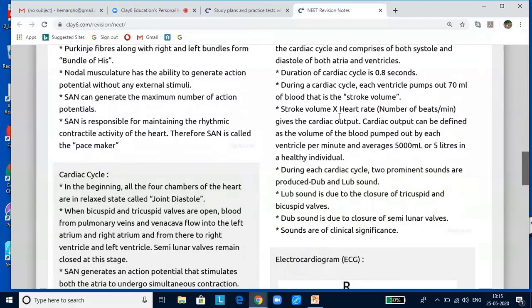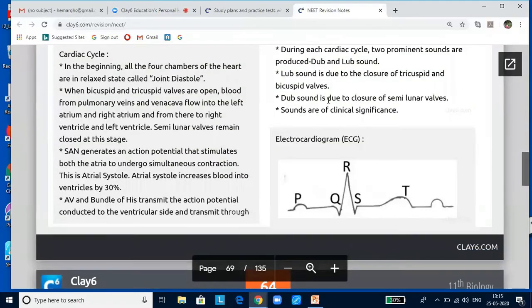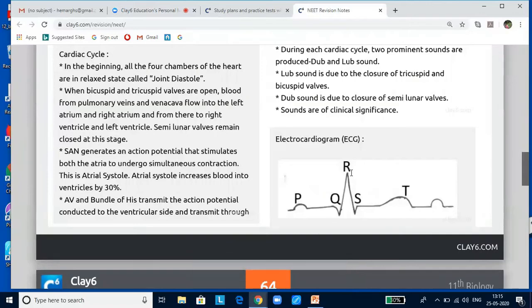Now let us look at the ECG. That is a very important concept. They might ask you to identify the interpretation of the ECG. This is also very, very important. It is a graphical representation of the electrical activity of the heart during a cardiac cycle. The machine that is used to obtain this graph is called an electrocardiograph.